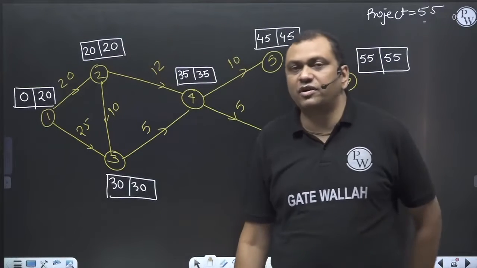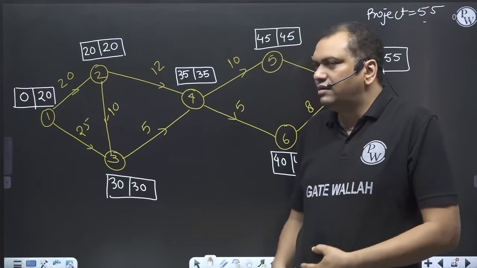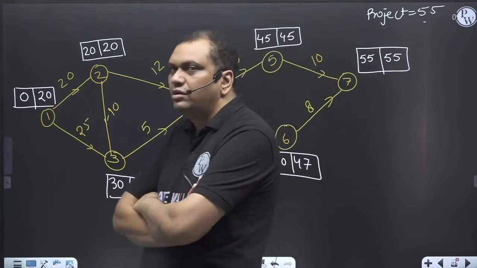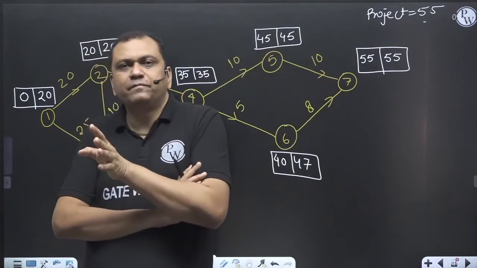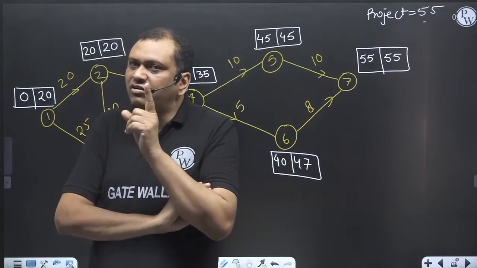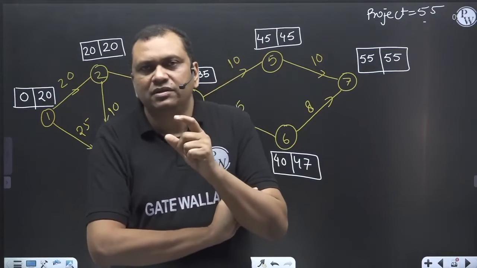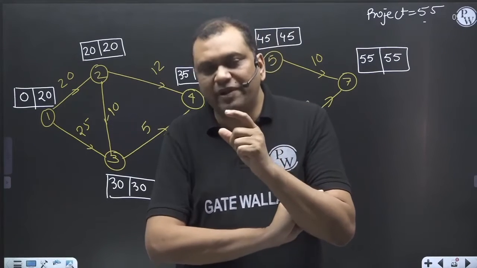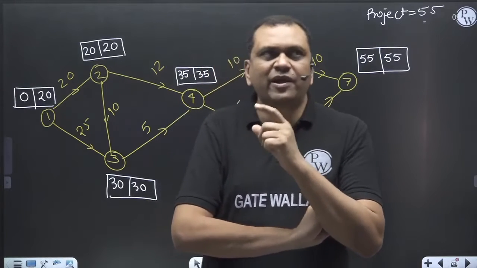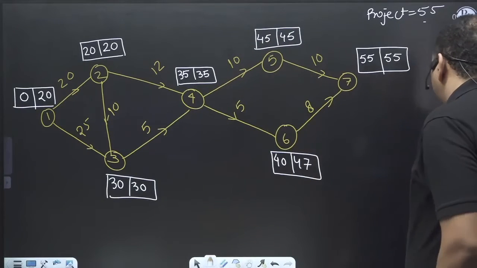So now the forward pass and backward pass. Now our procedure will be more or less the same. There are 4 floats, but in this problem we will not calculate all the 4 floats. We will calculate only the total float. Because in handling the crashing problem, we need only the total float. So we will calculate total float in this case.